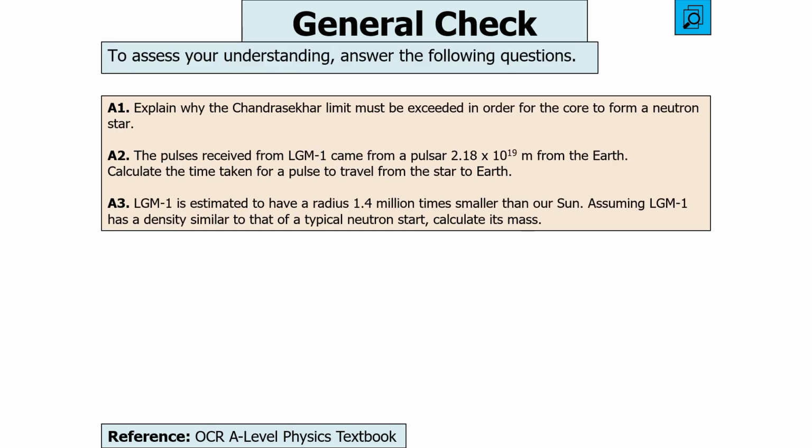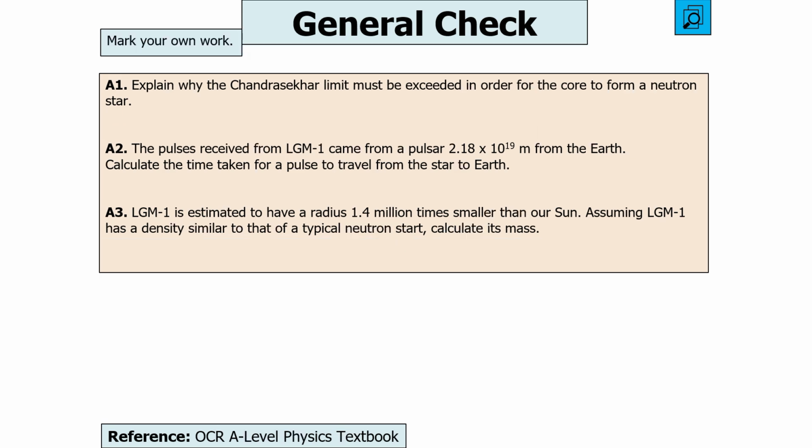The next question says, explain why the Chandrasekhar limit must be exceeded in order for the core to form a neutron star. The pulses received from LGM1 came from a pulsar 2.18 times 10^19 meters from the Earth. Calculate the time taken for a pulse to travel from the star to the Earth. Then LGM1 is estimated to have a radius 1.4 million times smaller than our Sun. Assume LGM1 has a density similar to that of a typical neutron star. Calculate its mass. So pause the video now, then unpause the video when you want to go through your answer.